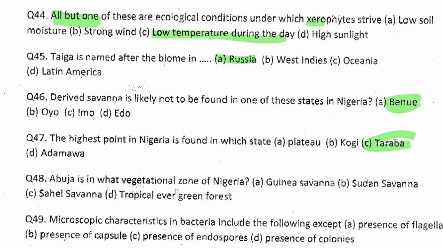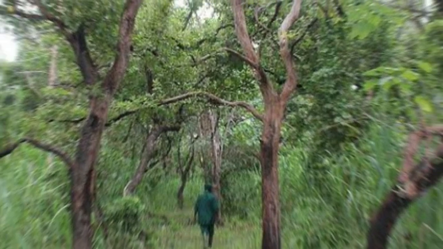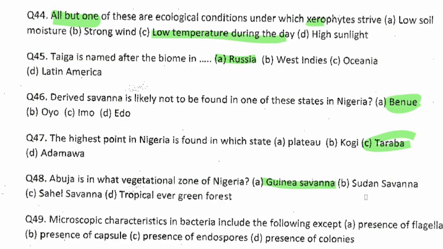But the answer to this question, Abuja is in what vegetational zone of Nigeria? It's in the Guinea Savannah. So we have three types of savanna here: Guinea Savannah, Sudan Savannah, and Sahel Savannah. Alright, so we move on.